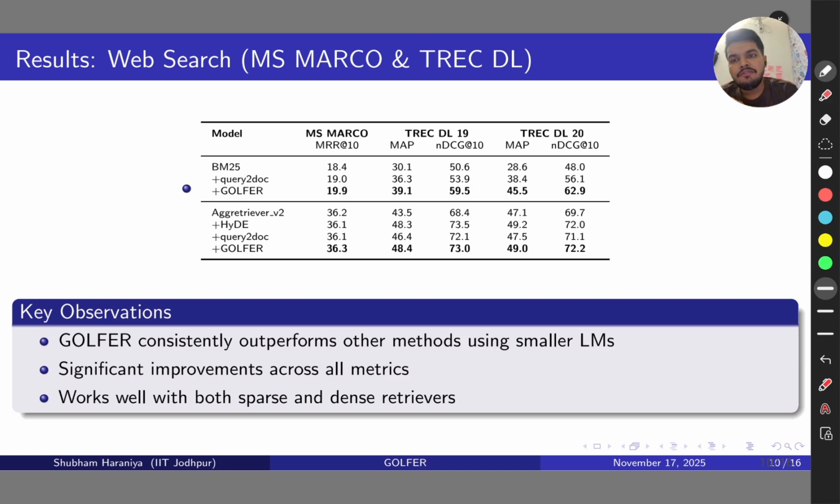So when we evaluate our model, we use GOLFer on the WebQA database, MS MARCO and the TREC DL, right? At that time we can find that GOLFer outperforms all the other models in most of the cases, right? So GOLFer constantly outperforms the other models using smaller LMs. Significant improvement across all metrics, and it works well with both sparse and dense retrieval.